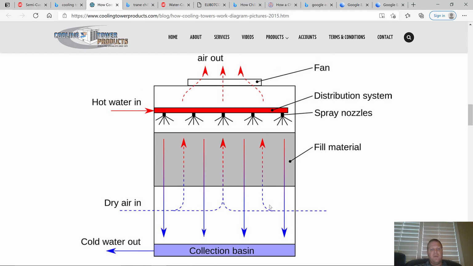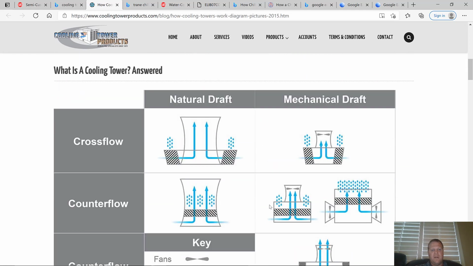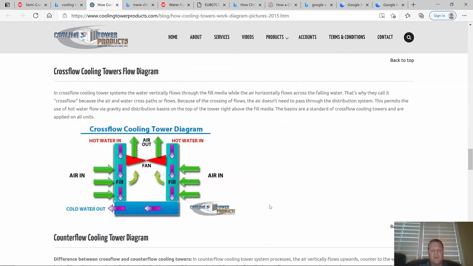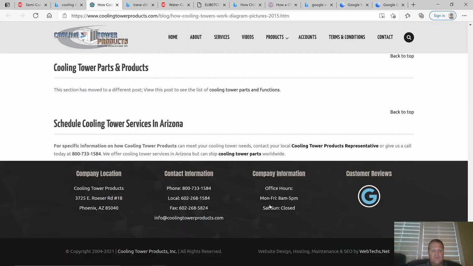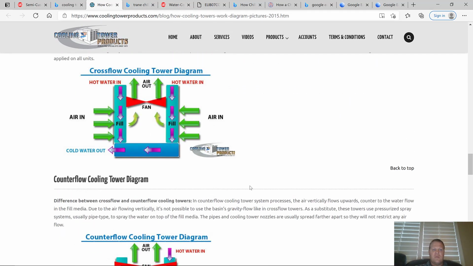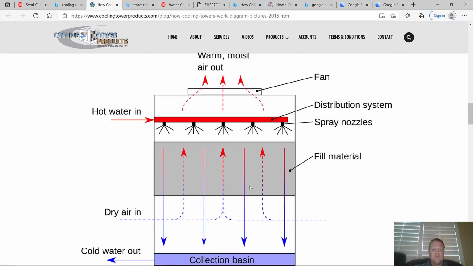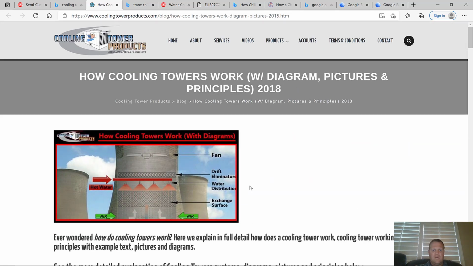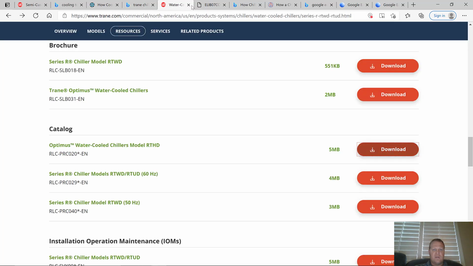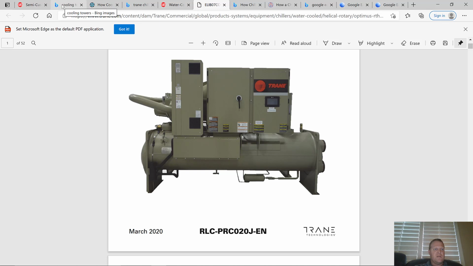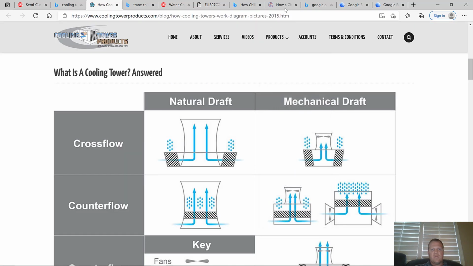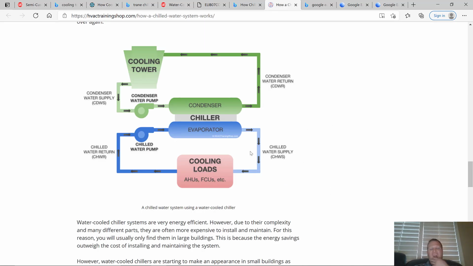They have a pretty cool little graphic, right? I don't want to steal their stuff, but I think they have a good graphic in here if I remember right. Maybe it wasn't there. Maybe it was turned. Where did I see that? No. A bunch of train chillers. Where's that? There's our. Ah, here we go.